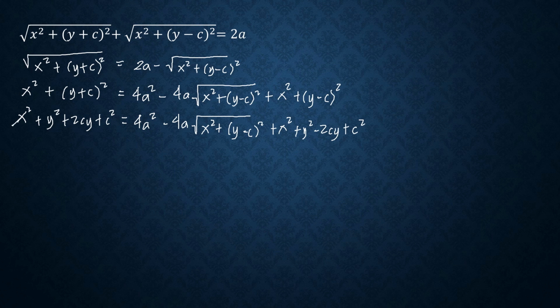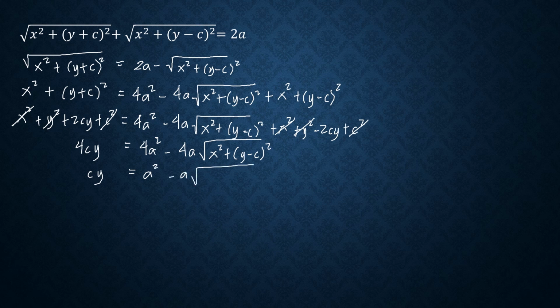Subtracting x squared from both sides, x squared minus x squared is 0. Also y squared minus y squared, that is 0. We also have c squared minus c squared, 0. And then adding 2cy to both sides of the equation, we have 4cy equals 4a squared minus 4a times the square root of x squared plus (y minus c) squared. All terms of the resulting equation are divisible by 4, so we have cy equals a squared minus a times the square root of x squared plus (y minus c) squared when all terms of the equation are divided by 4.